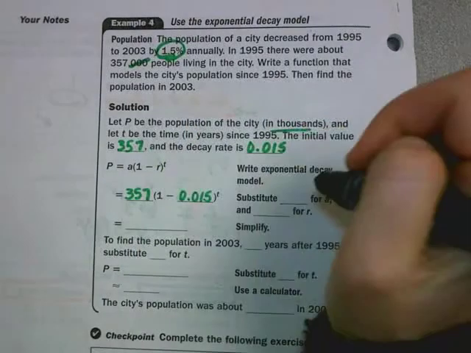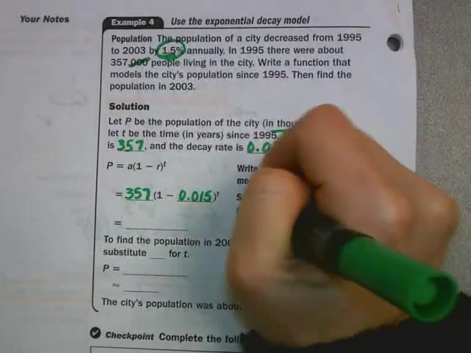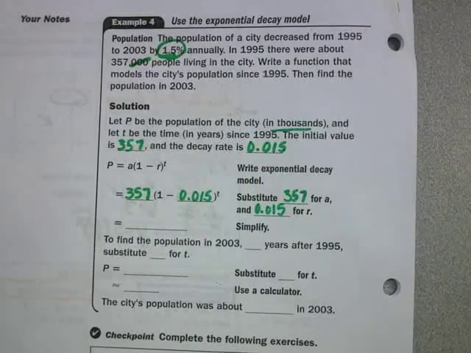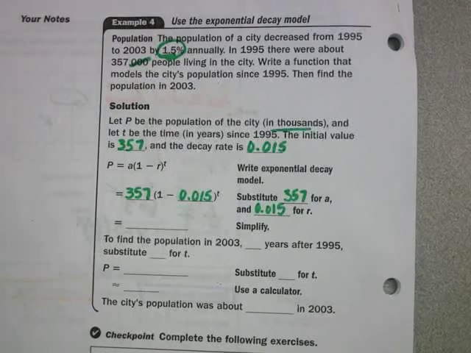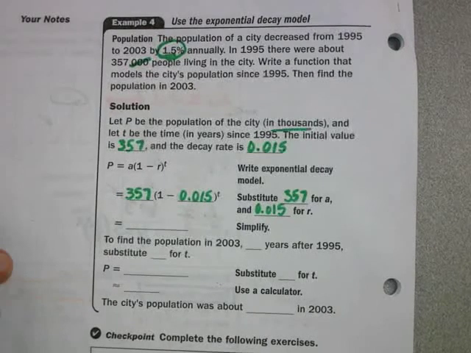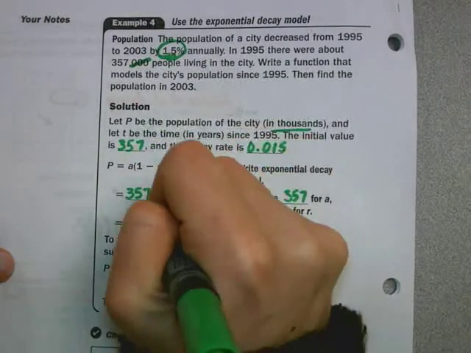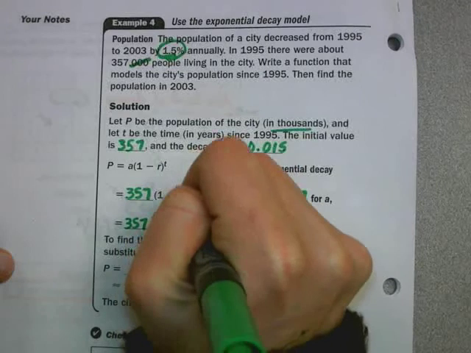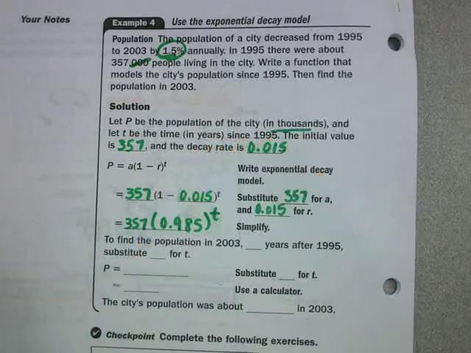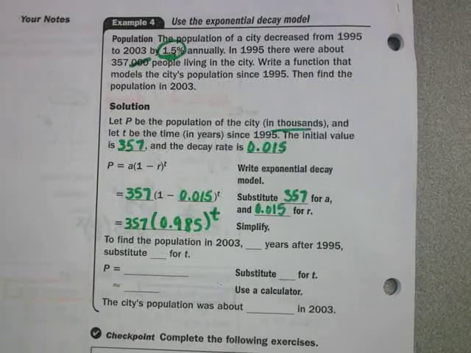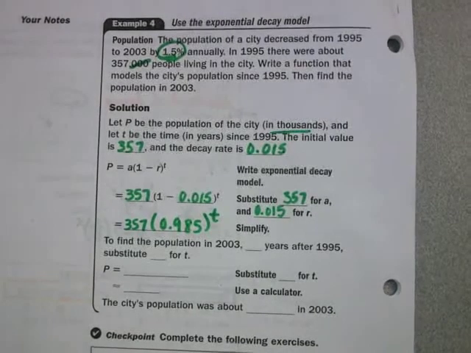We substituted 357 for A and 0.015 for R. And then it says to simplify. So what they want us to do there is actually do the 1 minus 0.015. So it's 357 times the quantity of 0.985. So something to remember is that if it's decay, it's going to be less than 1. Remember, it's between 0 and 1. So I have something between 0 and 1.